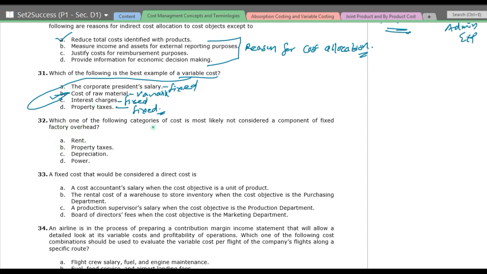Next, which one of the following categories of cost is most likely not considered as a component of fixed factory overhead? Rent is fixed factory overhead. Property taxes is fixed factory overhead. Depreciation is fixed factory overhead. Power is not fixed. Power is variable.